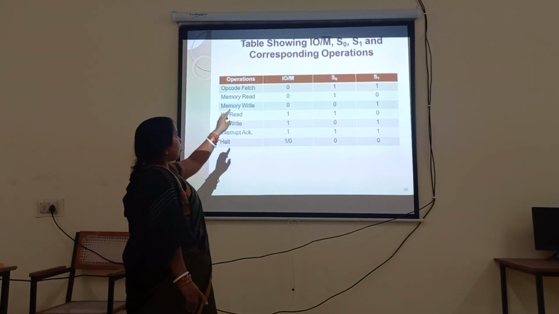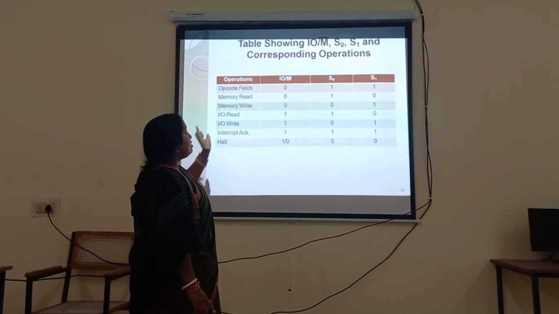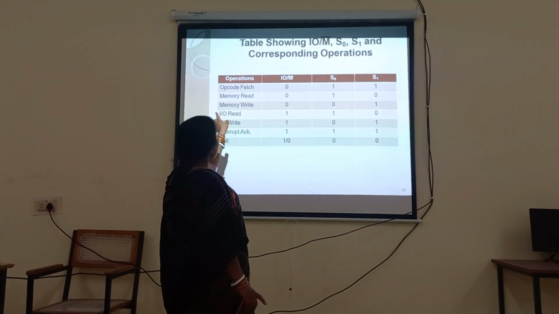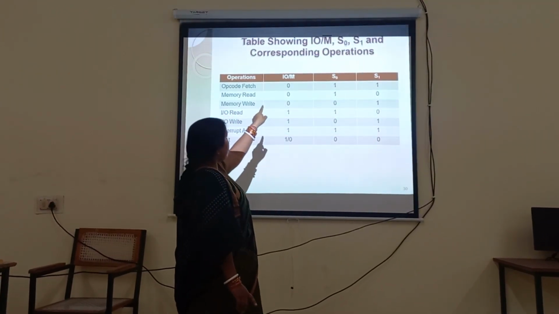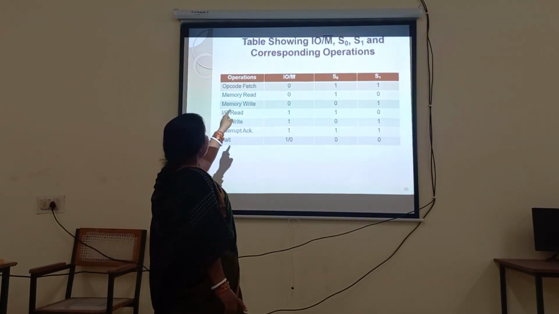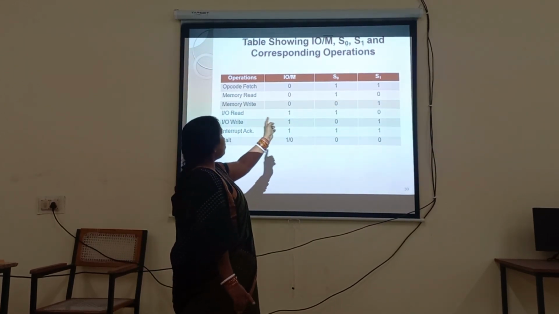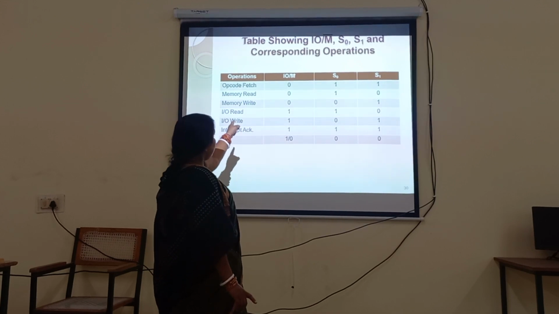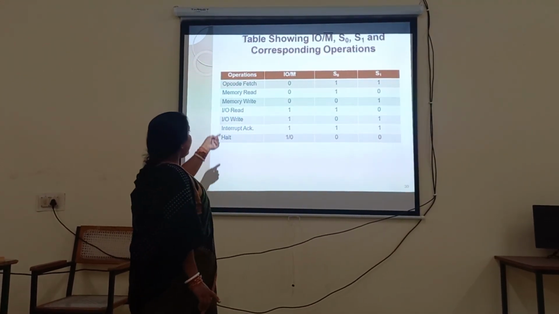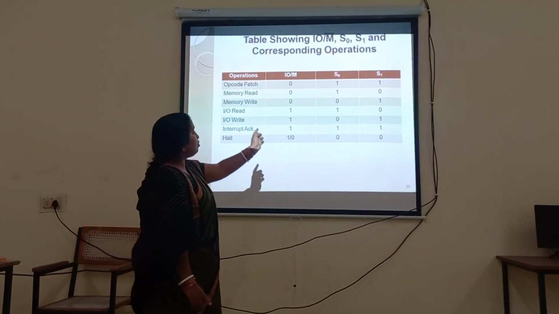When IO/M bar is 0, that means the device is memory. Opcode fetch means IO/M bar 0, S1 S0 1, 1. It indicates a memory operation. Memory read means 0, 1, 0, which is used to read, and 0, 0, 1 is generally used for write operation. For I/O, 1, 1, 0 is for read operation, and 1, 0, 1 is for write operation.